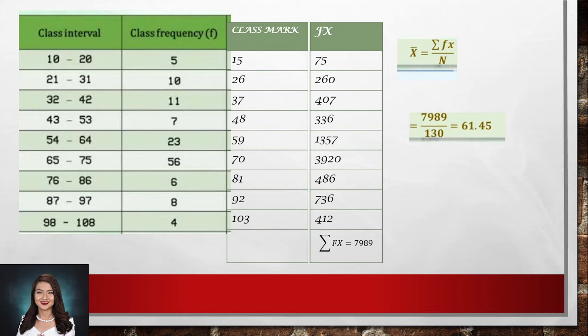The mean performance of the 130 examinees is 61.45. So those students who got scores below 61.45 did not perform well in the SAT examination, while those examinees who got scores above 61.45 performed well in the SAT examination.